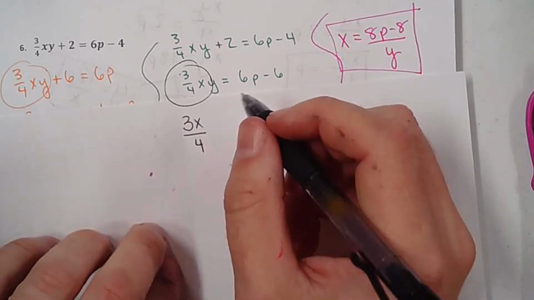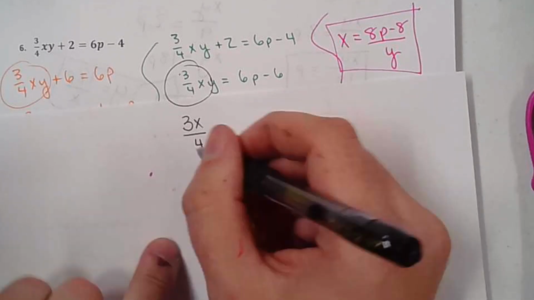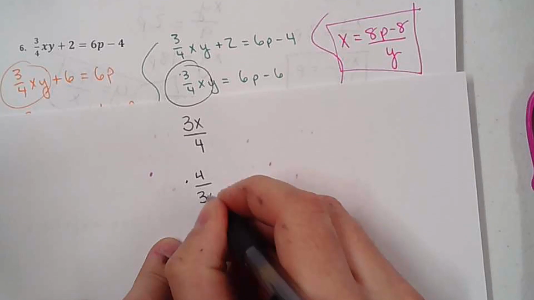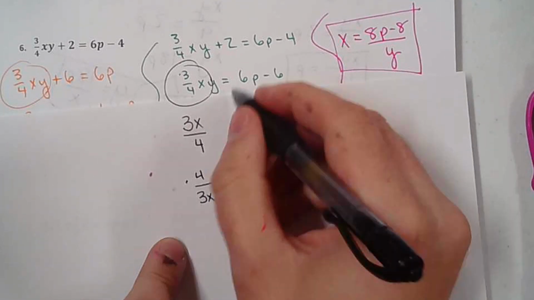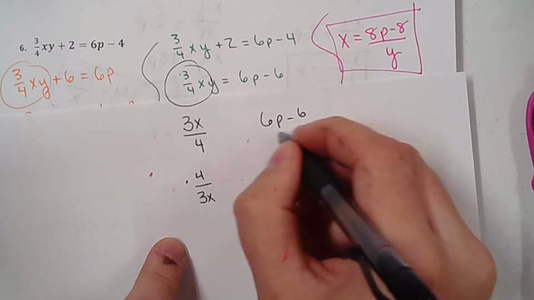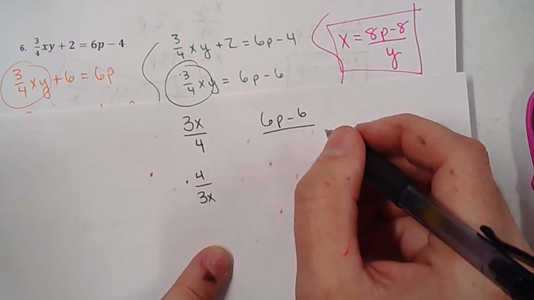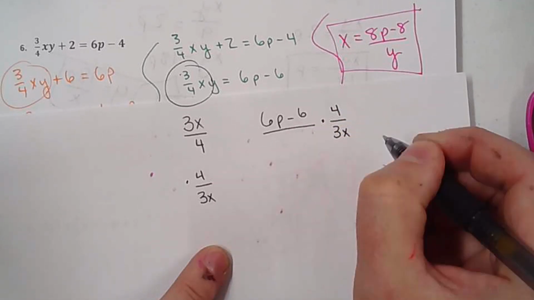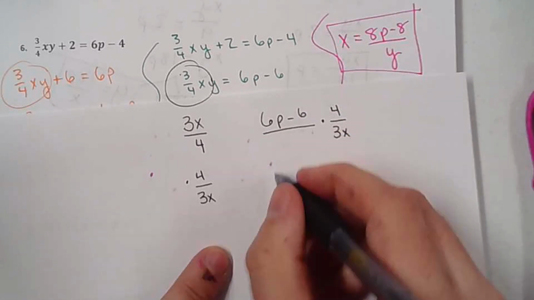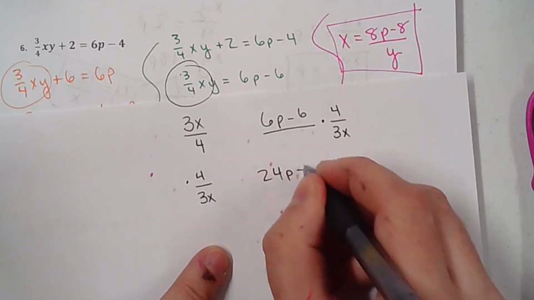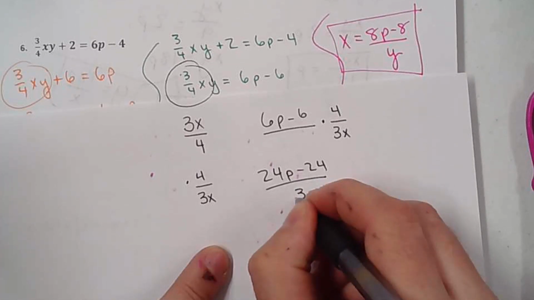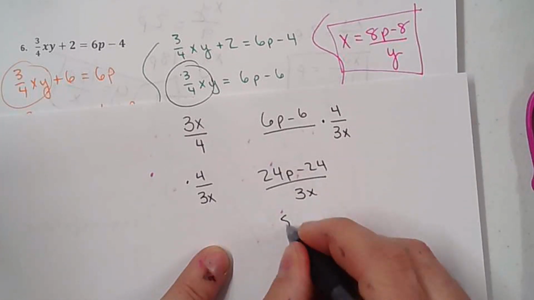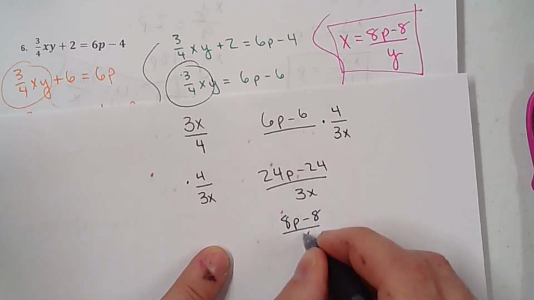Okay. If I want to multiply by the reciprocal, I'm not going to multiply by this. I'm going to multiply both sides by 4 over 3x. Now watch what happens. This side right here is 6p minus 6, and I am multiplying by 4 over 3x. The 4 multiplies with the top. So we get 24p minus 24 over 3x. We divide by 3 because those are divisible, and we get 8p minus 8 over x.